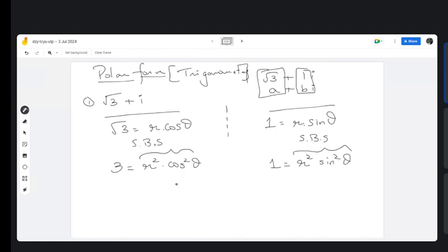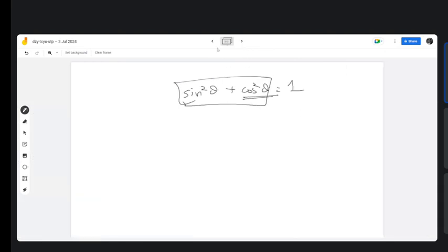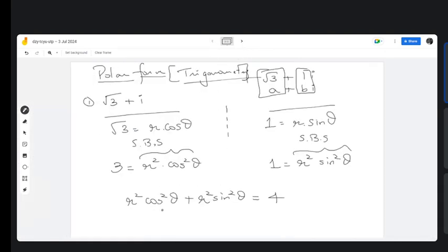So once I add the right hand sides, it looks like this: r square cos square theta, add meaning plus, r square sin square theta. I added the right hand sides. Obviously, since I added the right hand sides, I am also supposed to add the left hand sides. The left hand side becomes 3 plus 1. The answer is 4. This is my equation after me trying to square on both the sides. Why am I trying to square on both sides? Identity is the picture. You guys understand? Polar form is all about trigonometry, where sin and cos is involved, as well as an identity is involved. That's how things work.